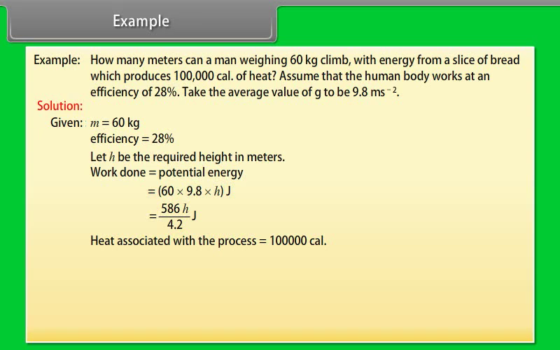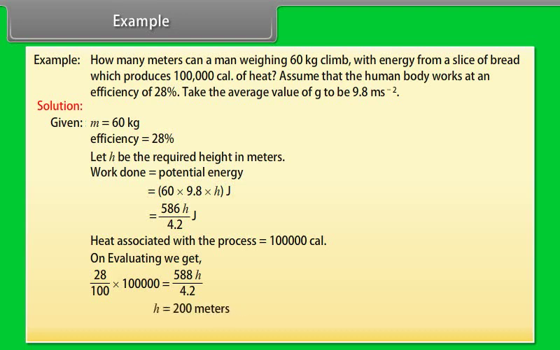Heat associated with the process is equal to 100,000 calories. On evaluating, we get 28/100 × 100,000, which is equal to 588 h / 4.2. So, h is equal to 200 meters. Hence, the man can climb 200 meters.